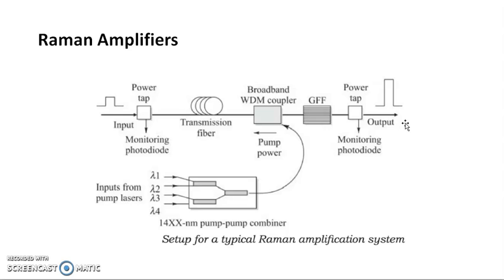The difference in the power level measured between the two monitoring photodiodes gives us the amplification. These are the monitoring photodiode at the input side and the monitoring photodiode at the output side. From the difference in this, we can obtain the amplifier gain of a given system. So this is the setup of a Raman amplification.